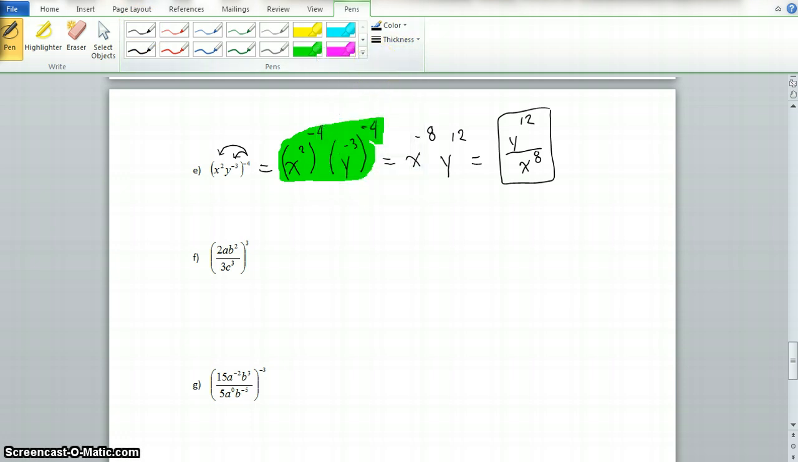Okay, look at part F. Part F, I have some things on the inside. All the exponents are positive though, and I do have an exponent on the outside.